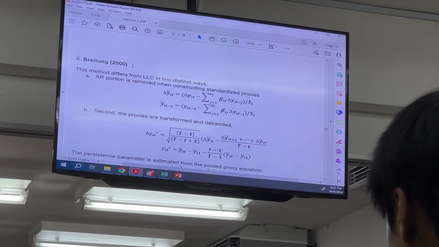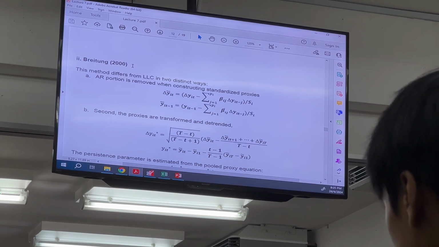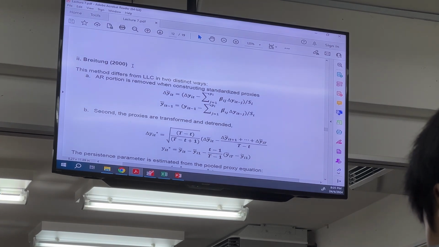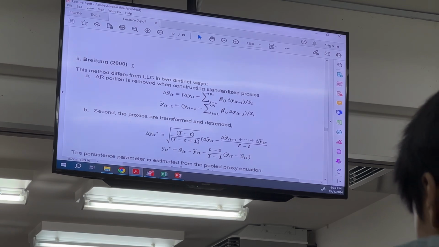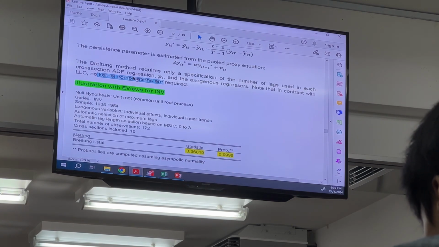So we will compare, for example, how many test statistics suggest that the variable is I(0) or I(1). They complement each other. It's different from the cross-dependency test, which depends on the size and also the power of the test.